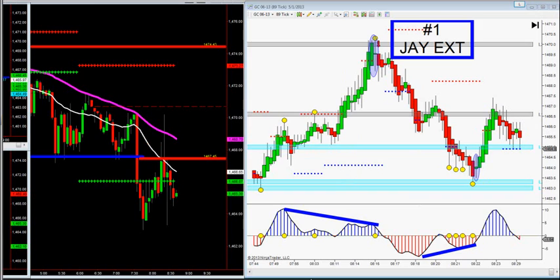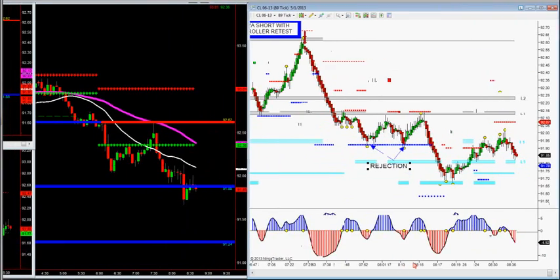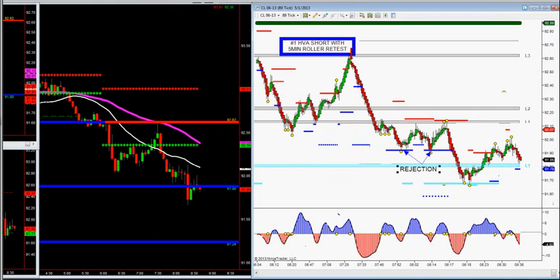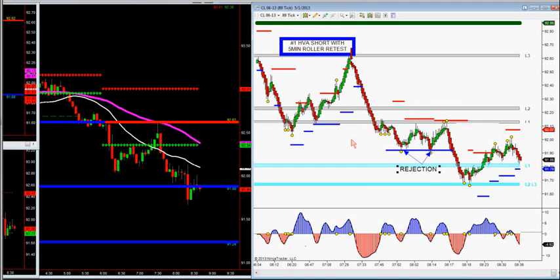Let's look at the crude trade. We'll shut this off. Let's look at crude oil. Crude oil calls the exact high also, with HVA already in the morning session.